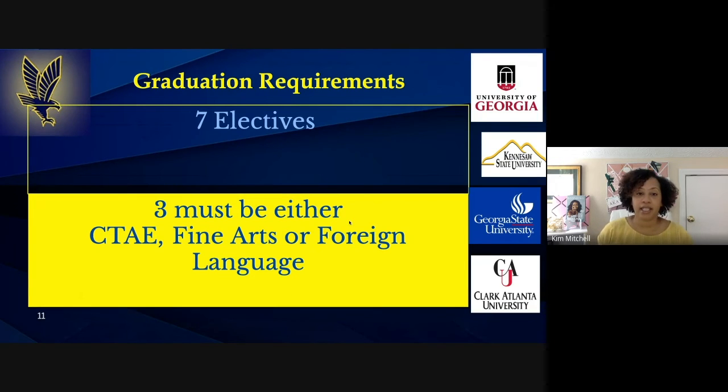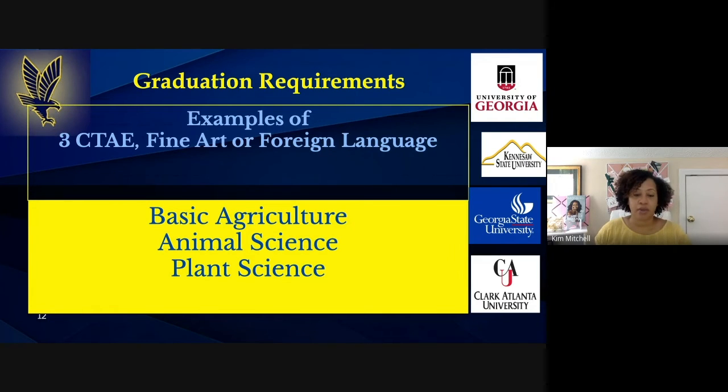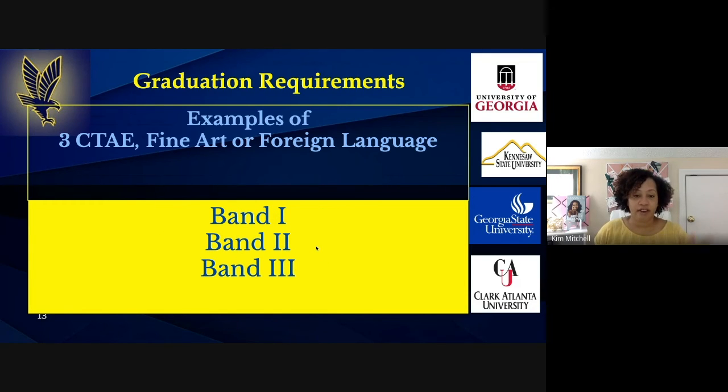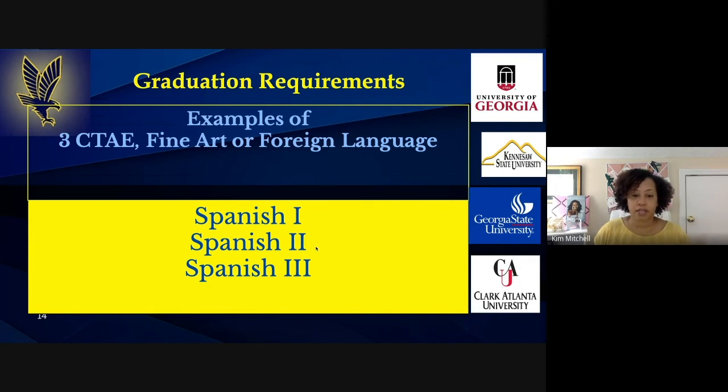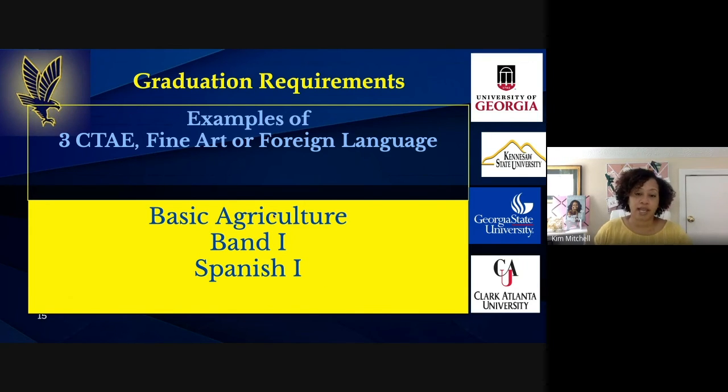All right, and then you have to have 7 electives. 3 must be either CTAE, fine art, or foreign language, and let me show you what I mean by that. So here's an example. You can have 3 CTAE: basic ag, animal science, plant science, bam. That's a pathway. You'll be a pathway completer. Or you can have 3 fine arts: band 1, band 2, band 3, bam. You could have 3 foreign language: Spanish 1, Spanish 2, Spanish 3, bam. You got your 3. Or you could do a mashup. You can do basic ag 1 year, band 1 year, and Spanish 1 year. But they all count in that category.